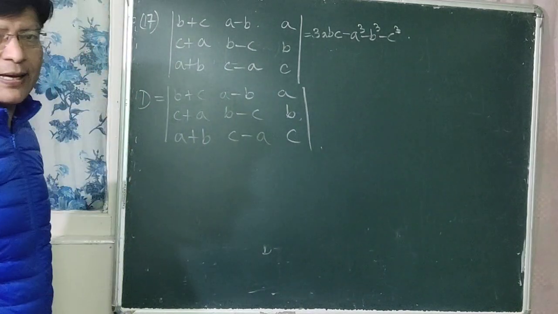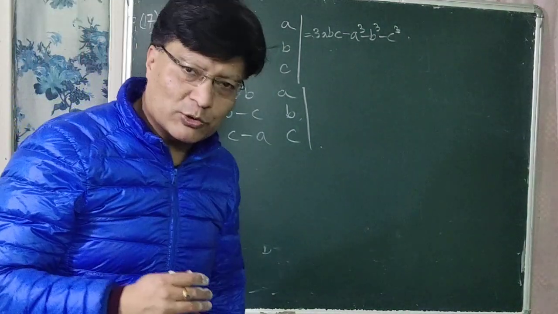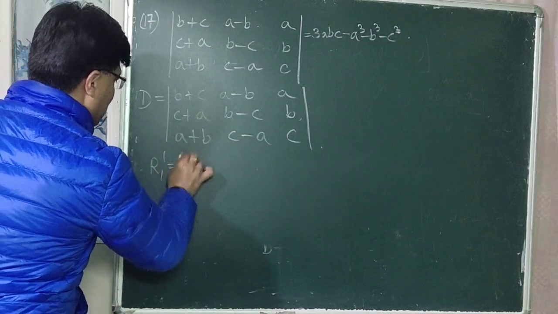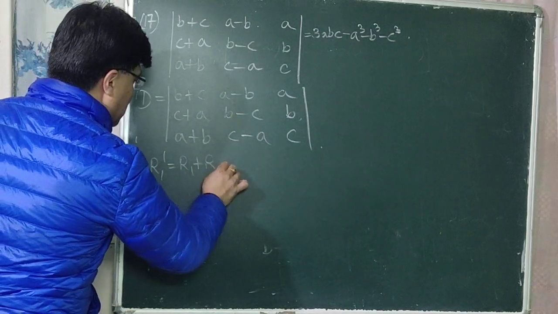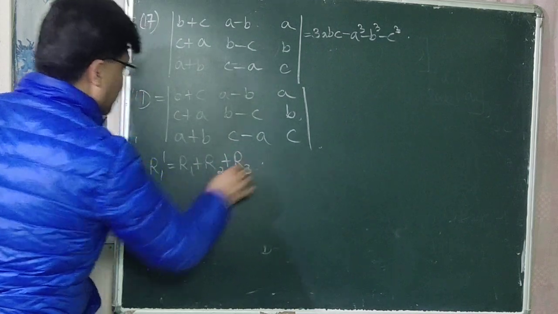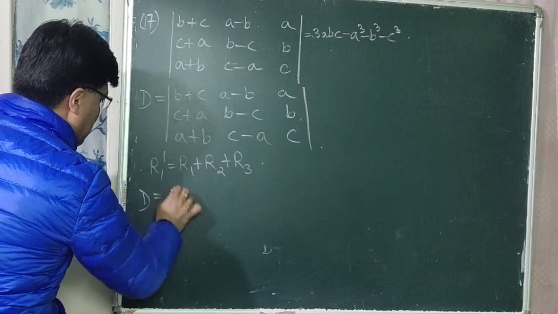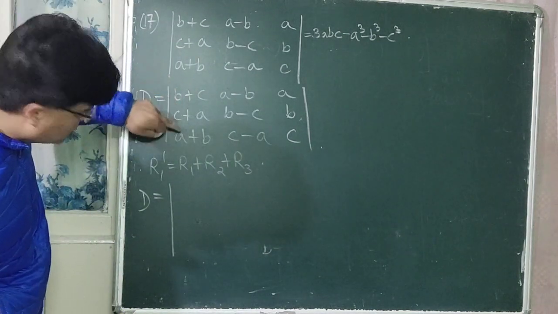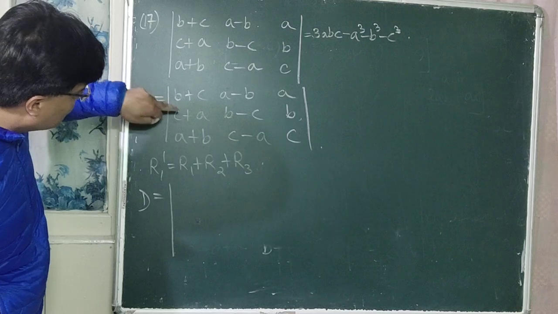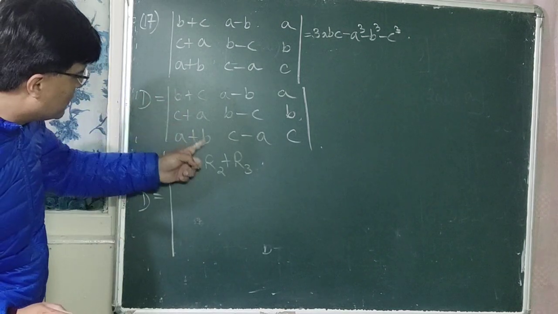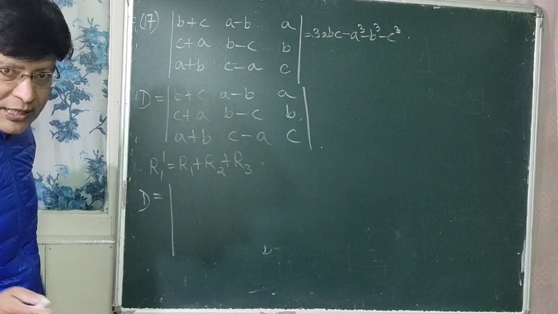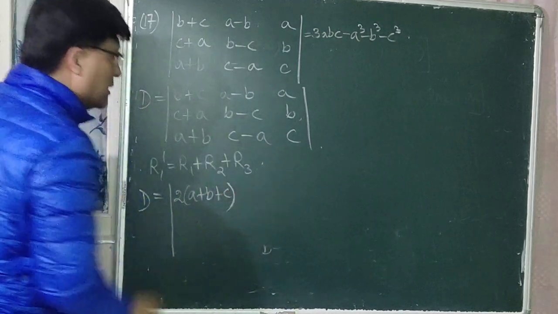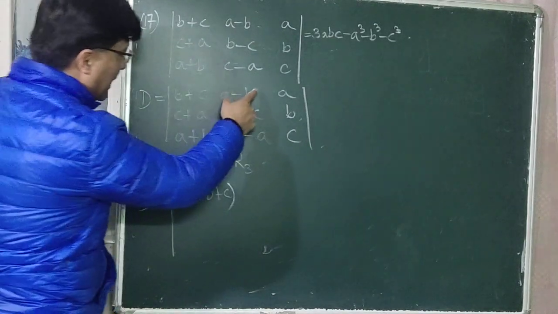So let us do R1 dash is equal to R1 plus R2 plus R3, right? So D is equal to, what is here? If you add all these terms, you will get 2a plus 2b plus 2c, isn't it? b plus b 2b, a plus a 2a, c plus c 2c. So here 2 is taken common, a plus b plus c. Is that clear?